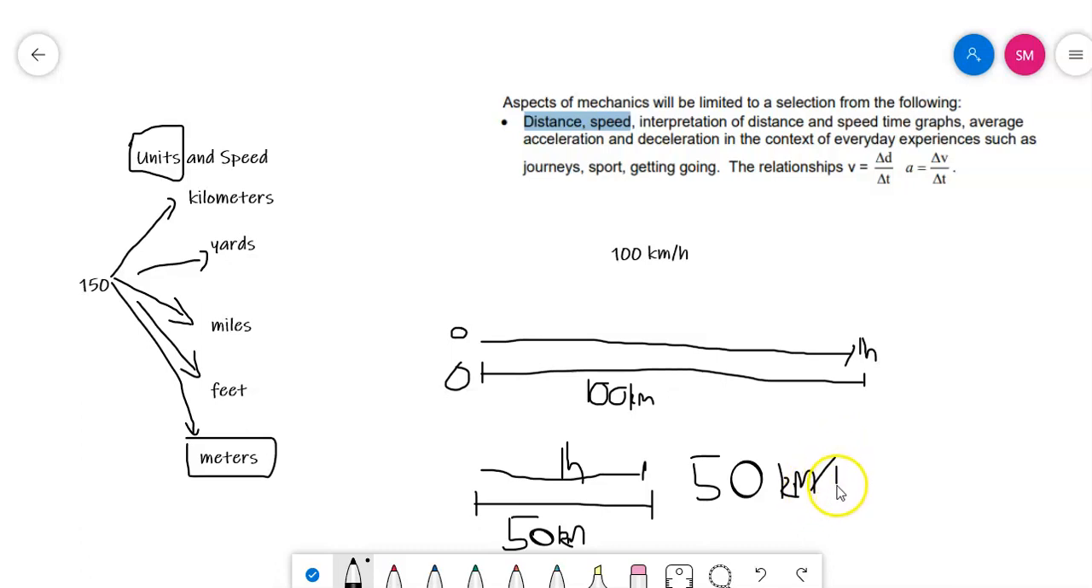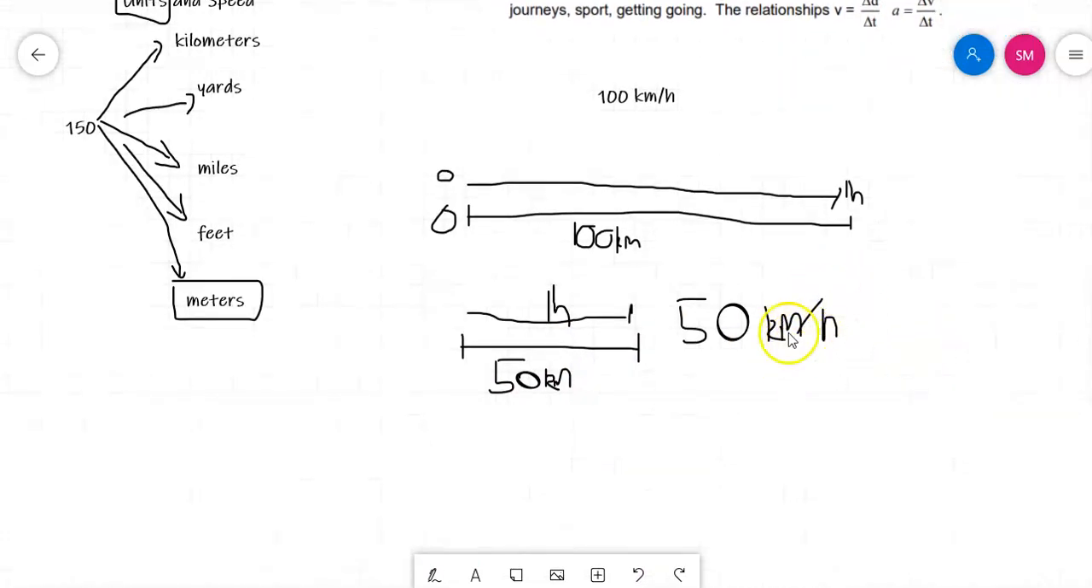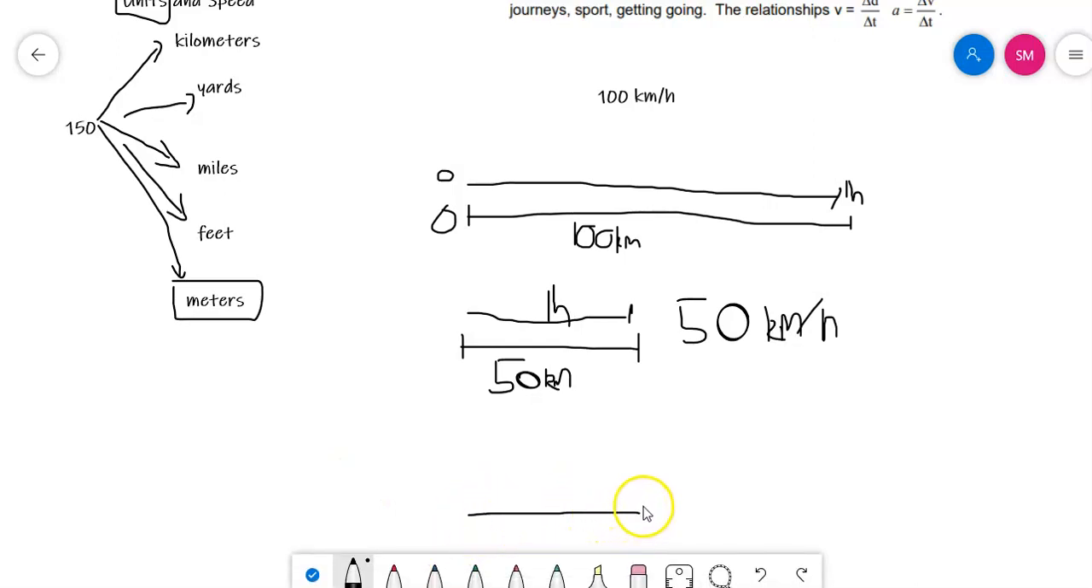Let's finish this off. So we use that slash. That slash means divided by, or when we're talking about it, per. So kilometers per hour, we need to use that slash, that divided by sign there. So if we were going 50 kilometers, and let's say it took us 2 hours, what would our speed be if we went 50 kilometers in 2 hours?